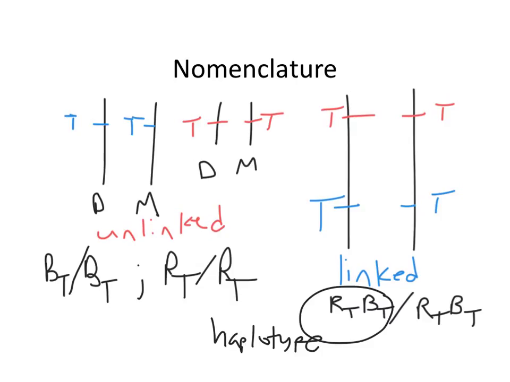You also got the same genotypes on the left. It's exactly the same genotype as on the left. So the only difference between the left side and the right side is unlinked, linked. Unlinked on the left, linked on the right.